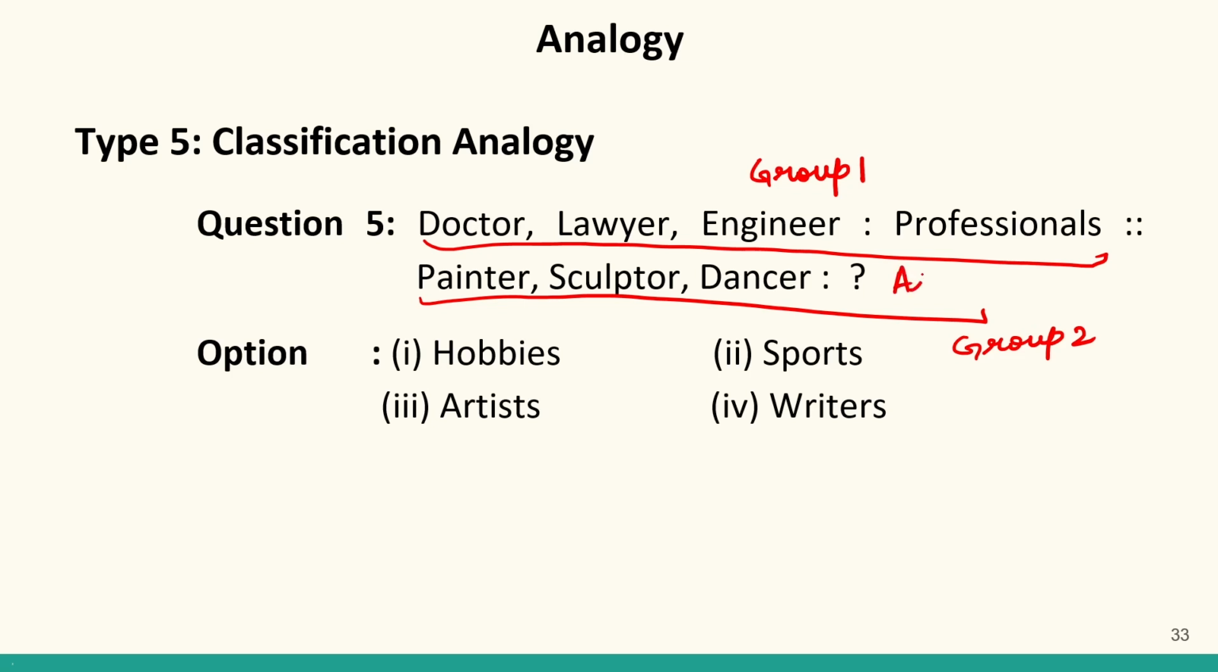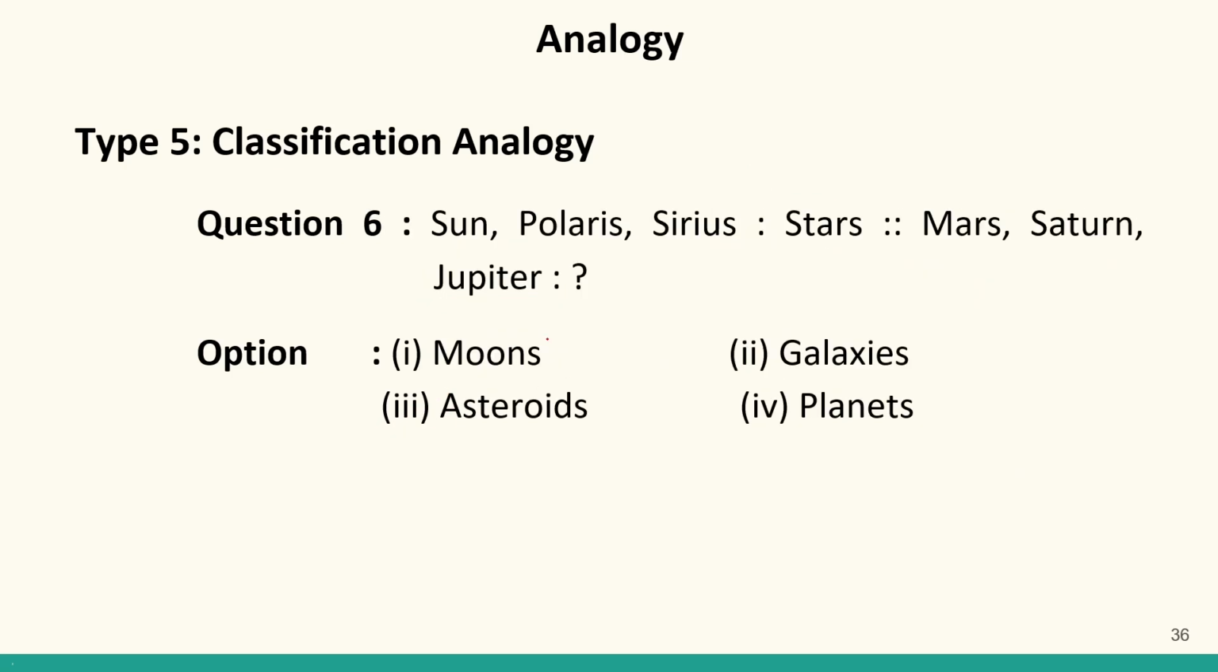These are all called artists. So our answer will be option number 3, artist. Now, Sun, Polaris, Sirius are all types of what? They are types of stars. They are names of stars. This is group 1.